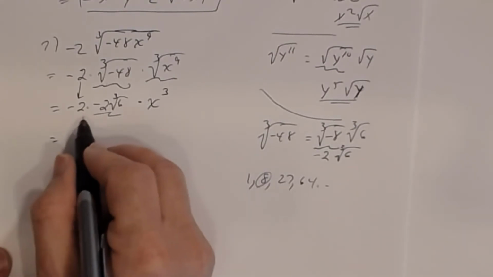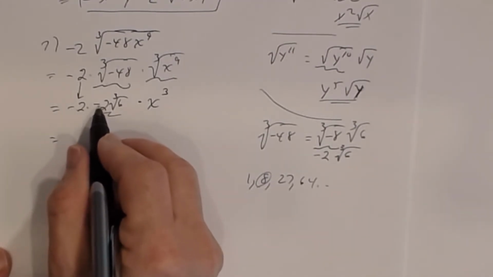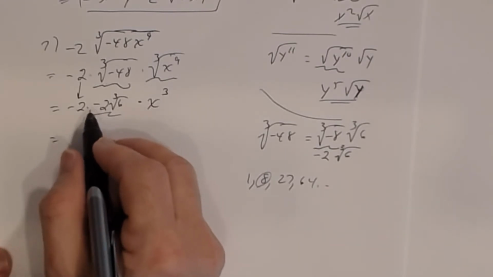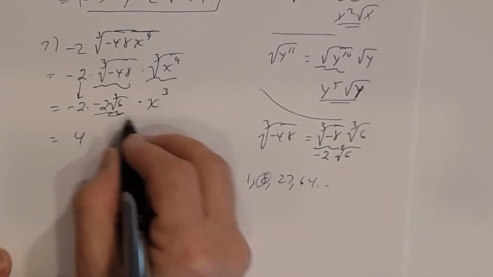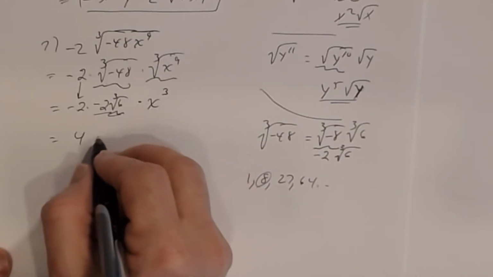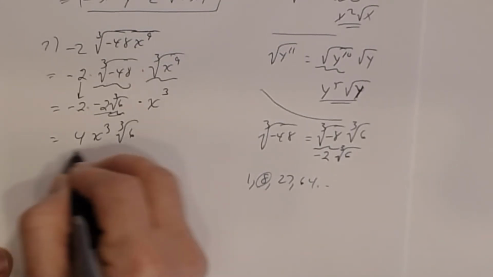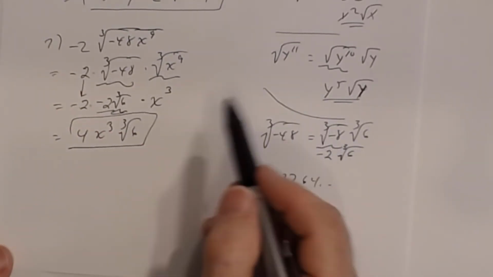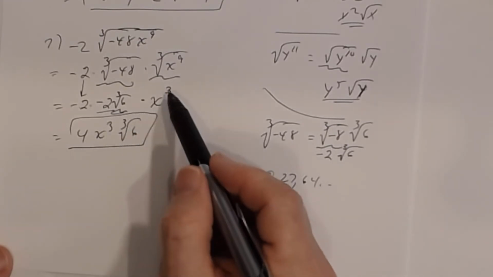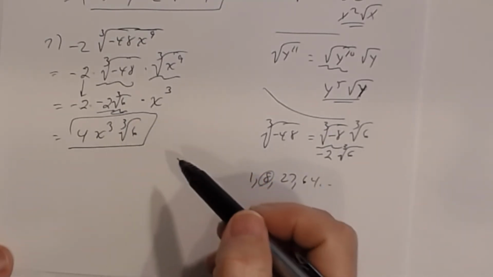And so now I'm going to put this on the end. Oh, I'm sorry, negative 2 times negative 2 is a positive 4. So I'm going to put the cube root of 6 on the end. So 4x cubed, cube root of 6. And that's the answer. All right, let's look at number 8. So the more you do, the easier it becomes.